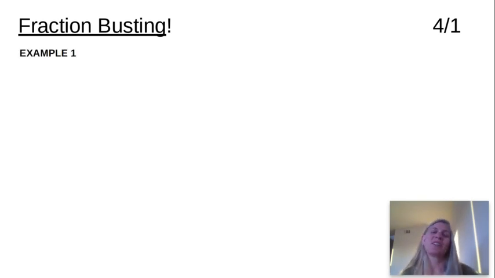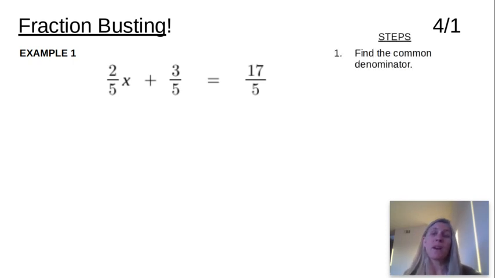So we're going to go ahead and take a look at example number 1. And of course, we see a big ugly problem with lots of fractions: 2/5 x plus 3/5 equals 17/5. And so our first step is we want to find the common denominator. Now, a common denominator, of course, they're all the same right now. They're all 5. So we know that the common denominator is going to be 5.